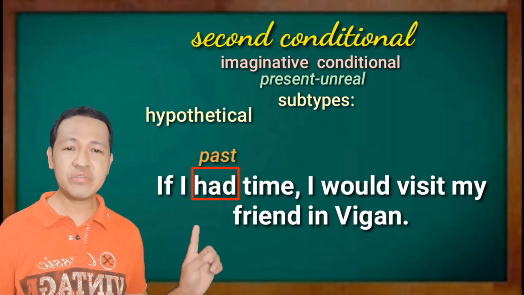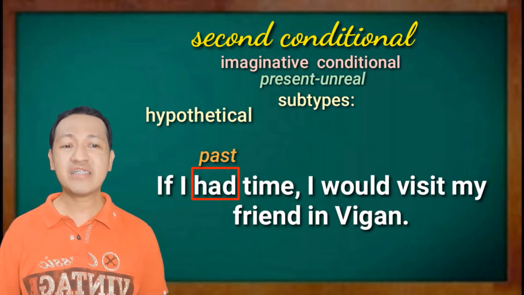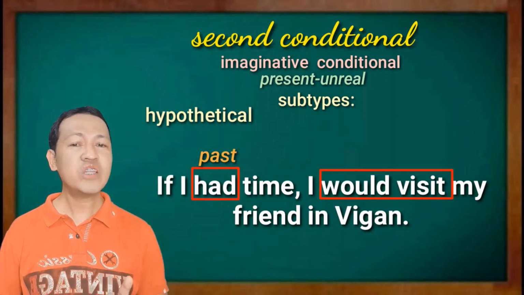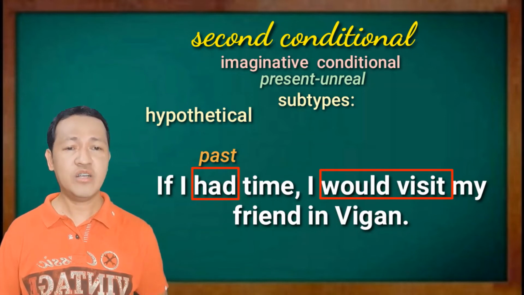Notice the verbs used. The if clause used the past tense verb had, and the main clause used the verb phrase would plus base form of verb, would visit.